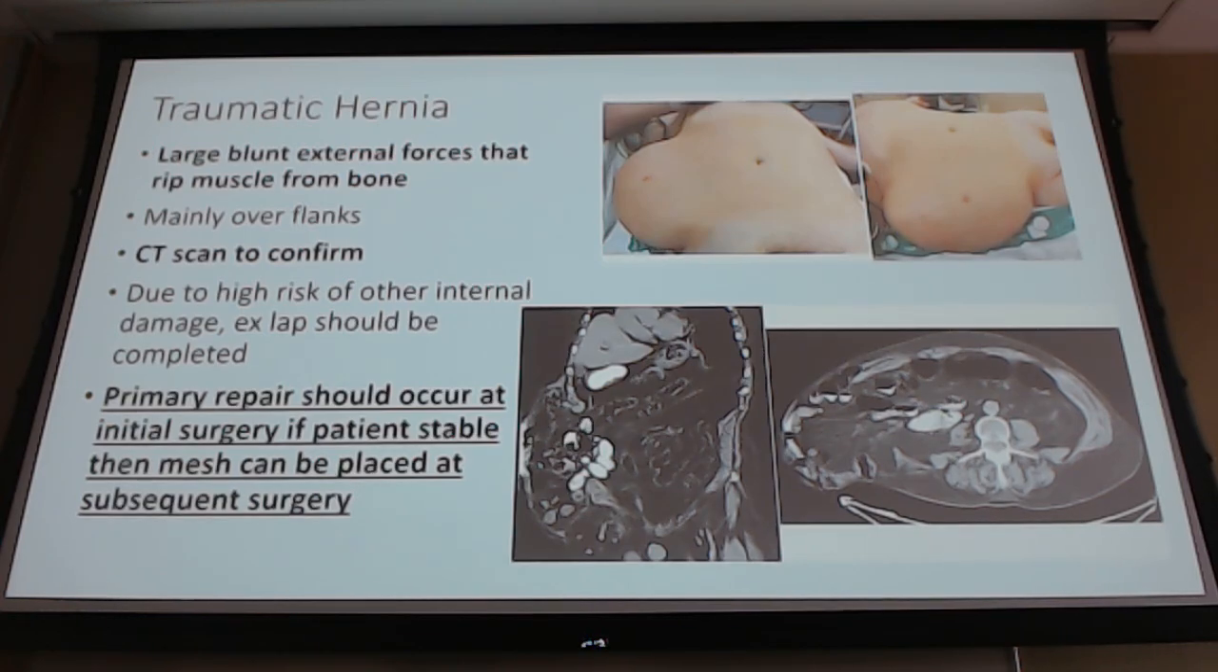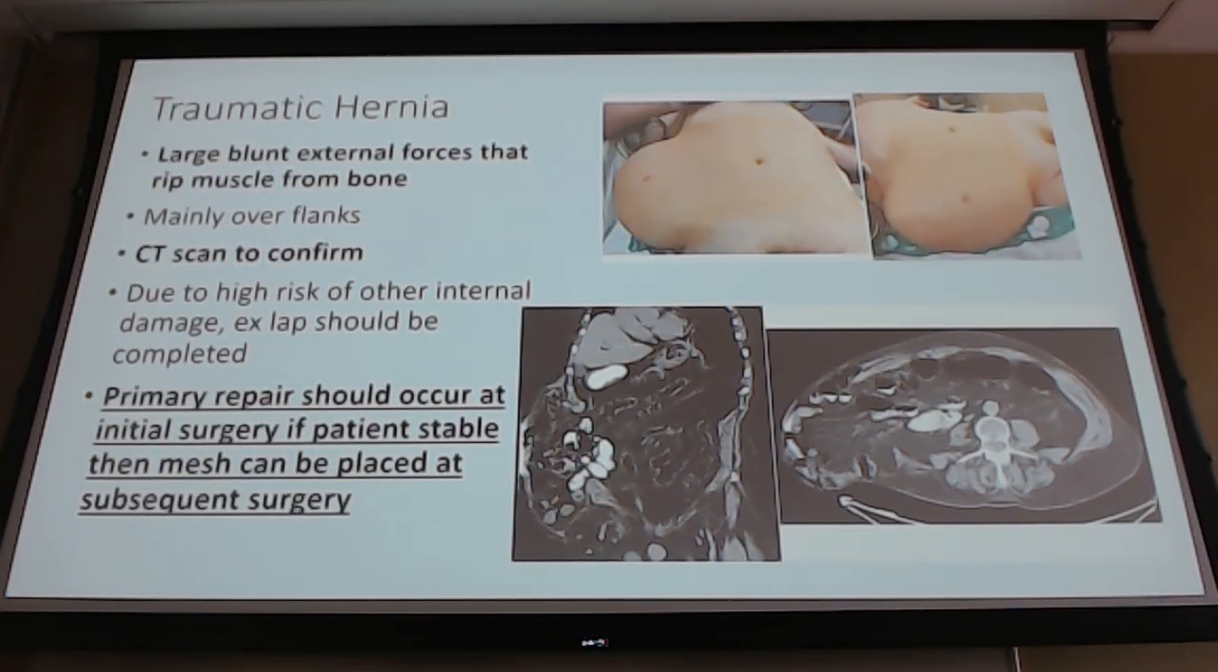Okay? Primary repair should only be taken care of when the patient is stable. Okay? So if we have a patient who is dying due to some other thing, we will fix that other thing first, get them through their initial trauma, and then have a planned repair with mesh later on. Okay, it is still something we will repair, but we don't necessarily repair it initially on that initial first OR trip.